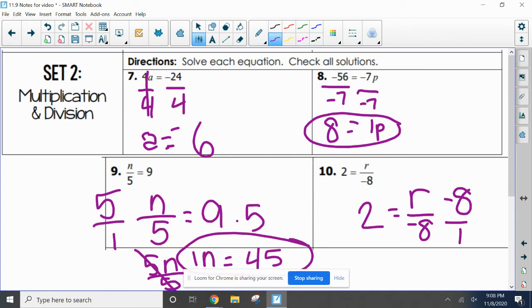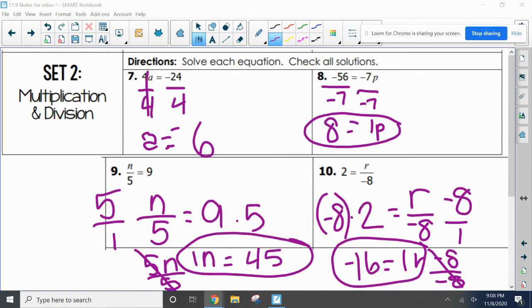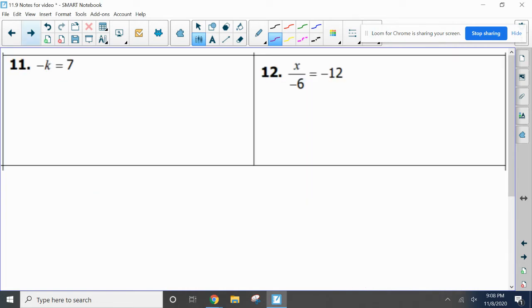So I'm going to put it over 1. So I have R negative 8 over negative 8, which cancel out to 1. So 1R. And then what I do to the right side, I have to do to the left. I have 2 times negative 8 gives me 2 times 8 is 16. And a positive and a negative is going to give me a negative. So I'm left with negative 16 equals 1R. If you need to pause this or write this work down, you can. All right. I want you guys to do these two on your own. And then I will go through them with you.